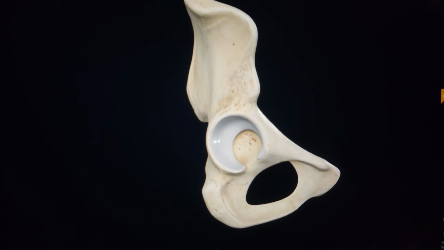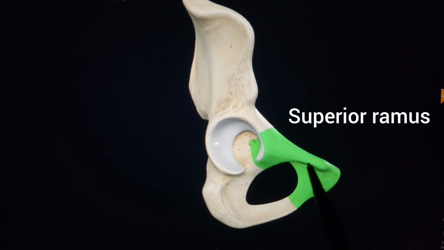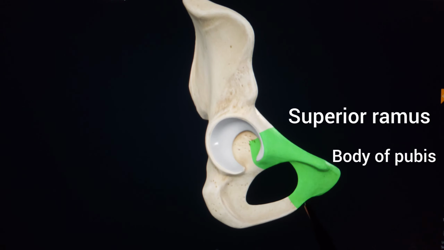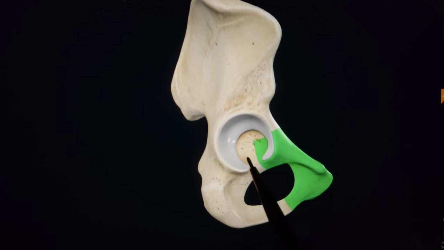Now students, the last bone, which is the pubis bone. Students, the pubis bone has three parts. This superior part is called the superior ramus, here this part is called the body, and this part is called the inferior ramus. Students, the superior ramus articulates with the ilium and the ischium bone at the acetabulum. As you can see, this is the part of the ilium bone and this is the part of the ischium bone.